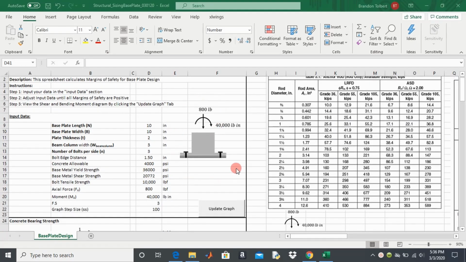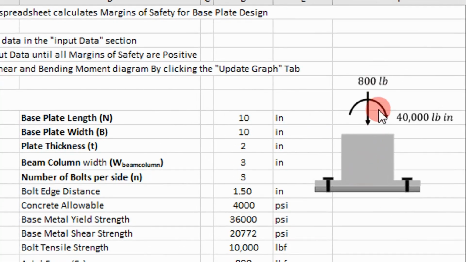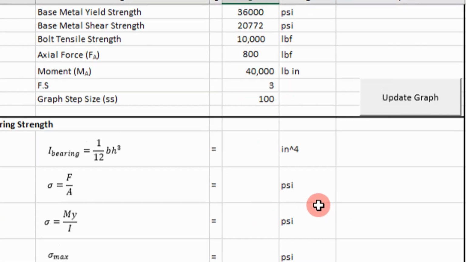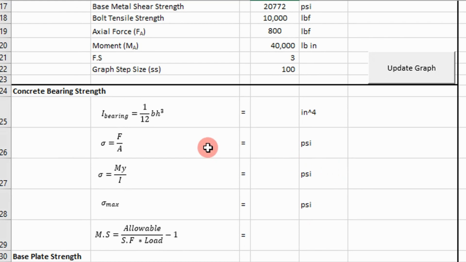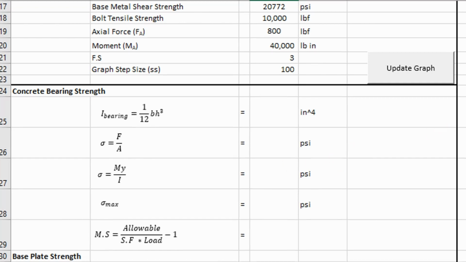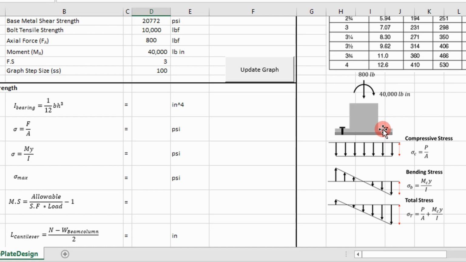So the scenario we're looking at is going to be a column loaded with a point load of 800 pounds and then a moment of 40,000 pound-inches. So the first thing, if you recall from the slides, we wanted to size our base plate large enough so that it wouldn't fracture the concrete. So if we look at our figure over here, what we want to do is take into account the footprint area that the base plate is pushing on, and then also calculate the worst case stress and compare that to our concrete bearing allowable.